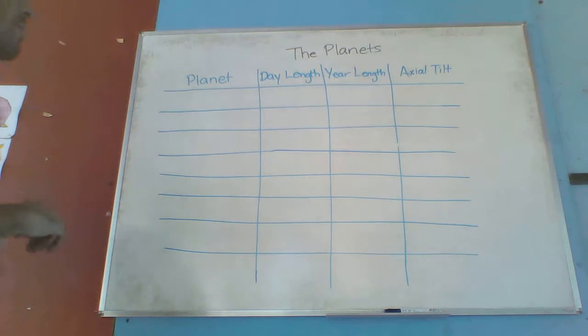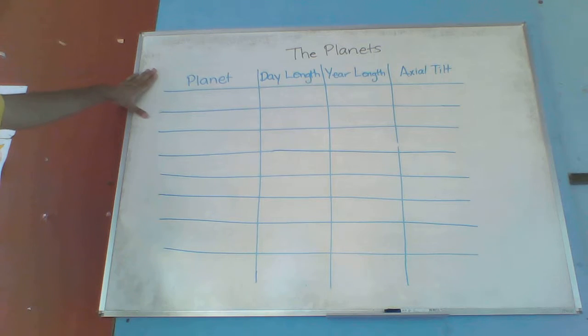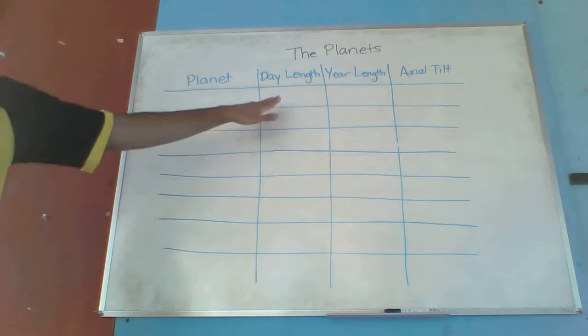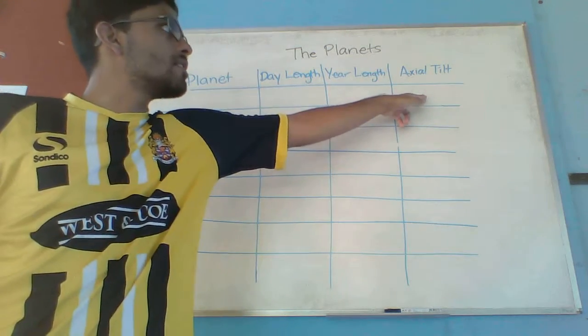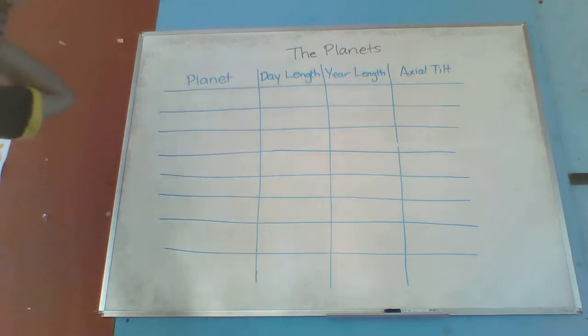But what I want you guys to do is to draw a table that looks something like this. So have planet down this left-hand side, and then I want you to have the length of a day, the length of a year, and the axial tilt. Now we're going to go through what all of those mean.